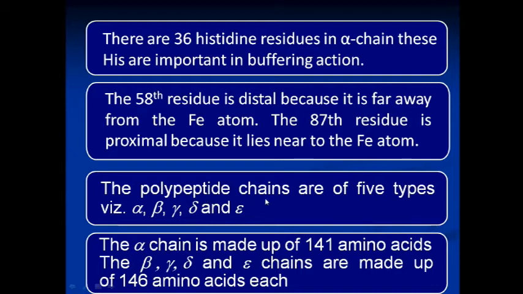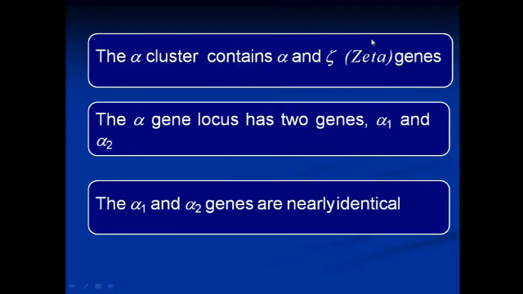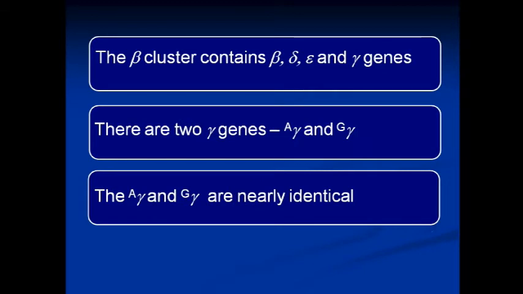The polypeptide chains are of 5 types: alpha, beta, gamma, delta and epsilon, which are present in hemoglobin. The genes for the polypeptide chains of hemoglobin are called globin genes, and they are present in 2 clusters. The alpha cluster is on chromosome 16 and chromosome 11 is responsible for the beta and beta-like polypeptides. The alpha cluster has zeta and alpha 1 and alpha 2 genes, and the beta cluster has delta, epsilon and gamma genes. There are 2 gamma genes, A gamma and G gamma.